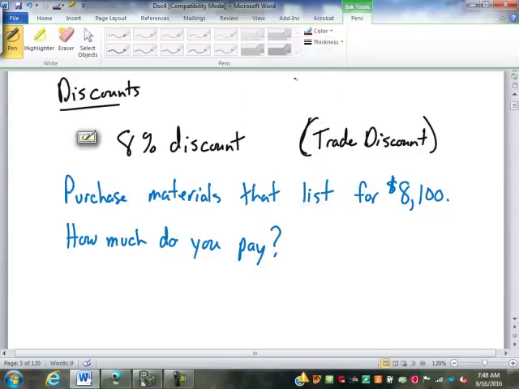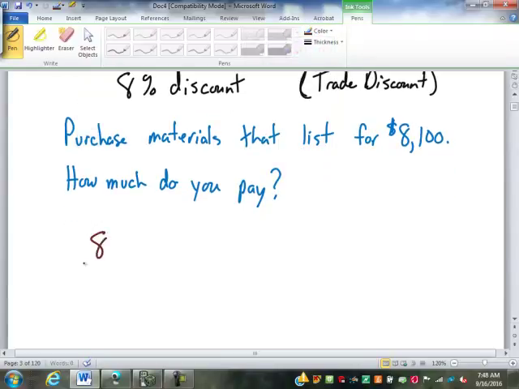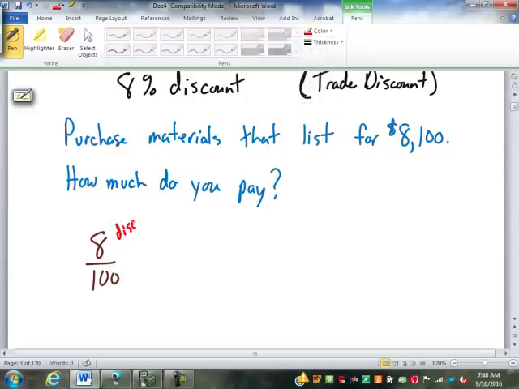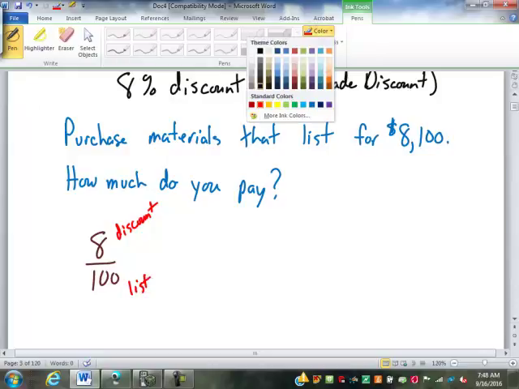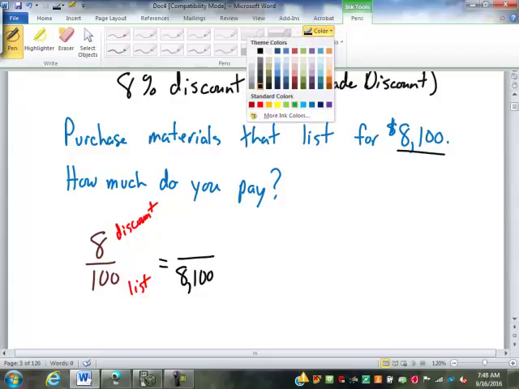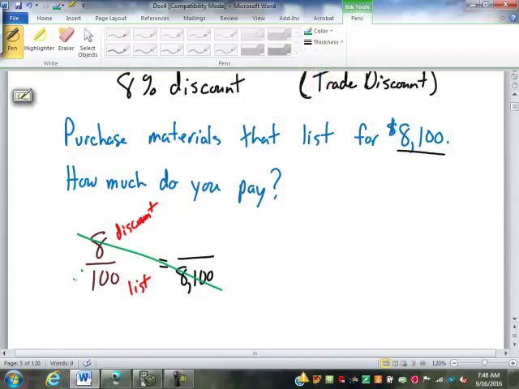So see, look at this, 8 over 100. Now again, the 8 represents the discount. 100 represents the total or the starting amount. In this case, that's the list price, right? So we have the 8,100. Does that represent the discount or the list price? List price. We cross multiply and divide. 8 times 8,100 divided by 100 is 648.